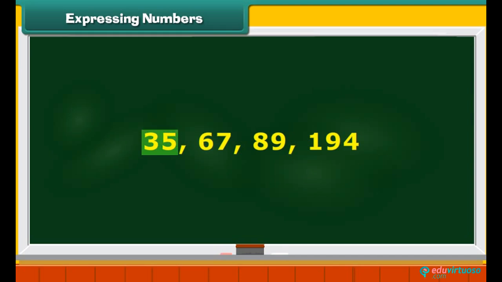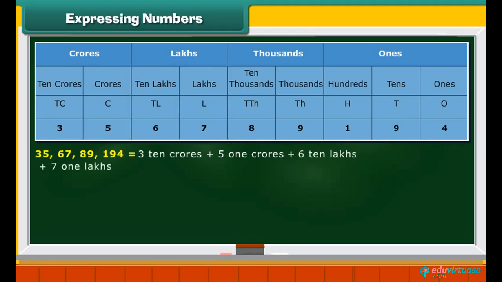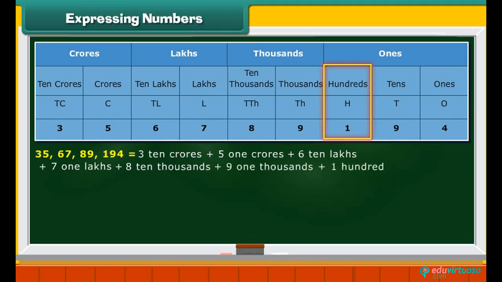Consider one more number. 35,67,89,194. It has four groups. Therefore, it belongs to the Indian system of numeration. Let us express it in expanded form. First, we arrange the number in the Indian place value chart. 35,67,89,194 may be expressed in expanded form as 30 crores plus 5 crores plus 60 lakhs plus 7 lakhs plus 80 thousands plus 9 thousands plus 100 plus 9 tens plus 4 ones. Take a look at this number expressed in expanded form.